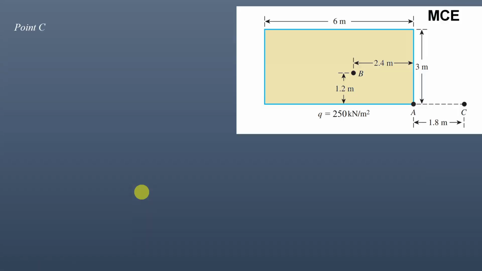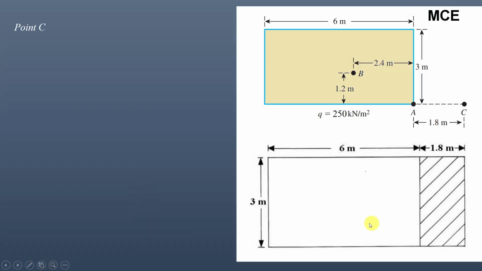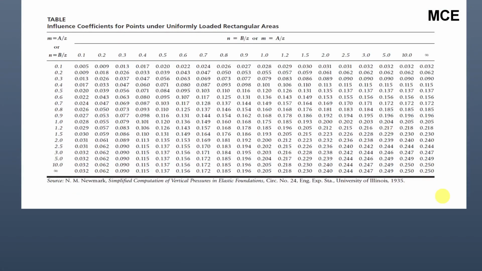For the next rectangle for point C, which is of size 1.8 meter multiplied by 3 meter, the value of m is 1.8 divided by 3, which is 0.6, and the value of n is 3 by 3, which is 1. Again, using the influence coefficient table, for n equal to 1 and m equal to 0.6, the influence coefficient is 0.136.